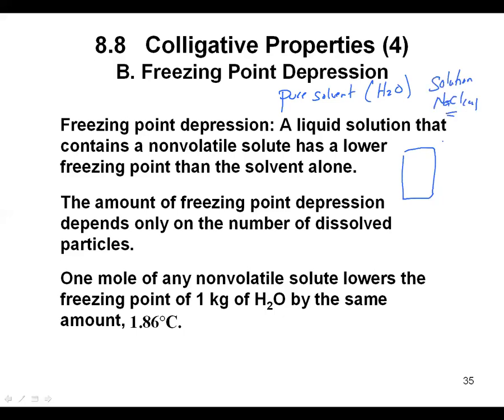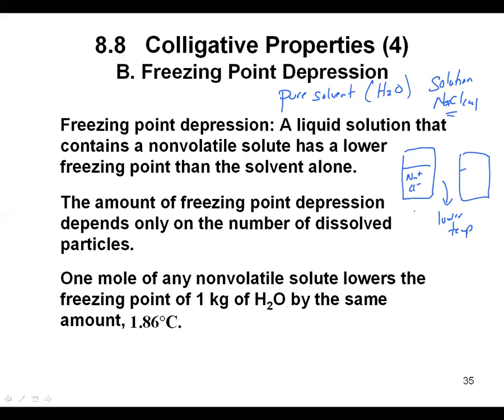Sodium chloride dissolved in there. When you dissolve that, you have all these sodium ions, these chloride ions, again, getting in the way of the water coming together to freeze. So it ends up freezing at a lower temperature, as opposed to if you just had H2O in there, right?